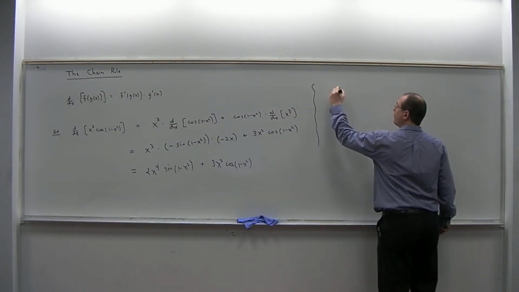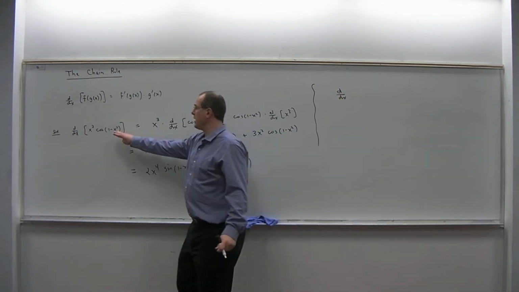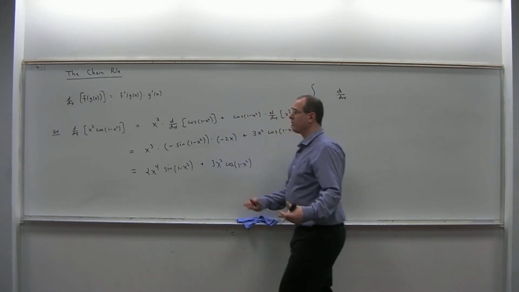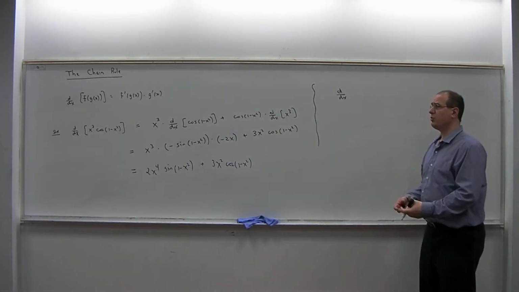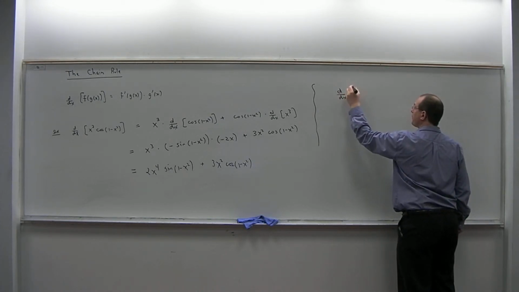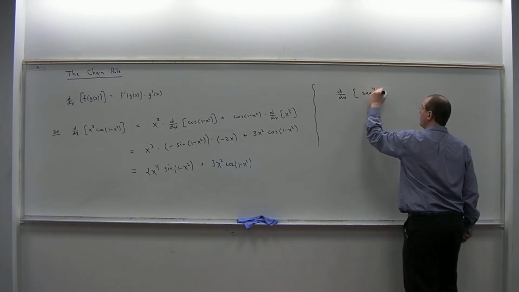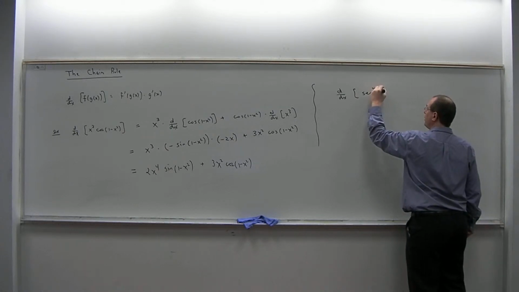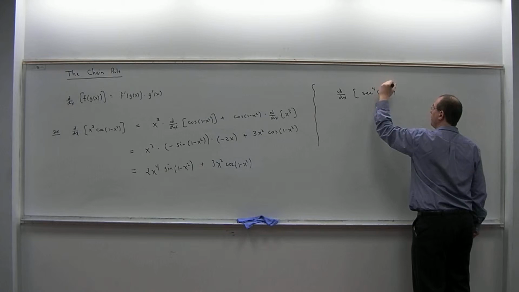Okay, let's look at another example. So this example involved a chain rule within a product rule. Let's look at an example that involves a chain rule, a composition within a composition. So let's take the derivative of secant to the fourth power of x cubed plus 1.